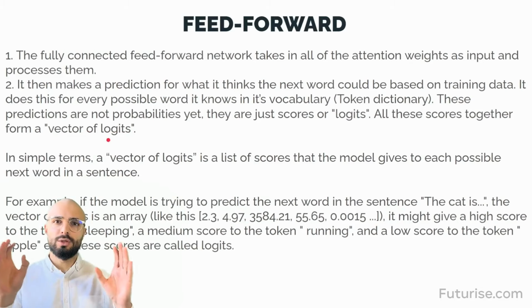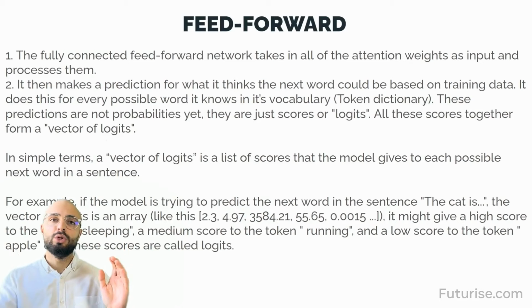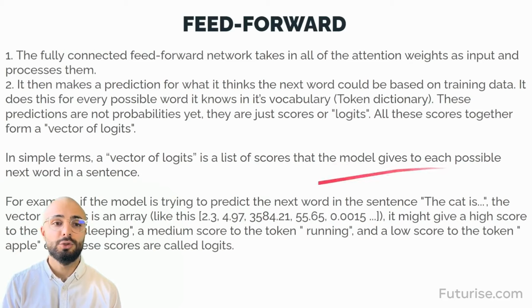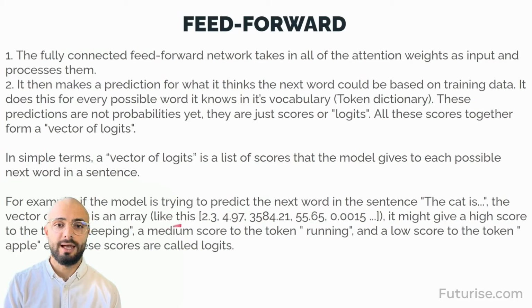Now, all these scores are basically just numbers, and they're in proportion to the probability of which word should be chosen next. So in simple terms, a vector of logits is a list of scores that the model gives to each possible next word in a sentence. So for example, if the model is trying to predict the next word in the sentence, "the cat is," the vector of logits is an array like this. For example, it'll open square bracket 2.3, 4.97, 3,584.21, etc. And this carries on for all the tokens in the tokenizer dictionary.